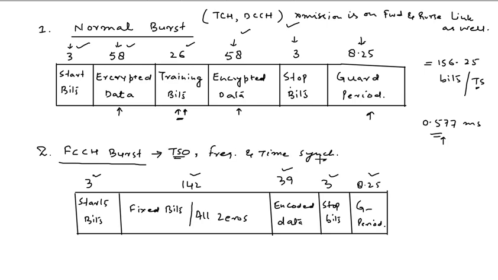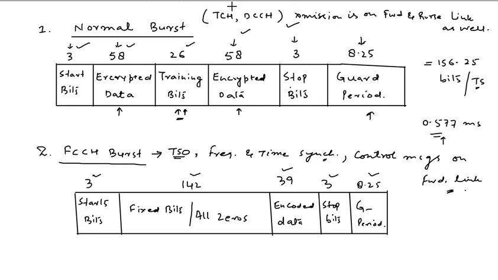It is not actually used for data or payload transmission, and basically it is used for transmission of control messages on the forward link, that is, from the base station to your mobile station. These control messages are sent, and for that purpose we use this type of format, that is your FCCH burst. Fine.